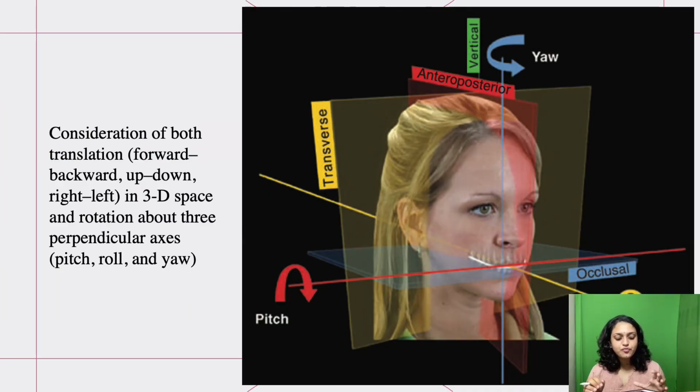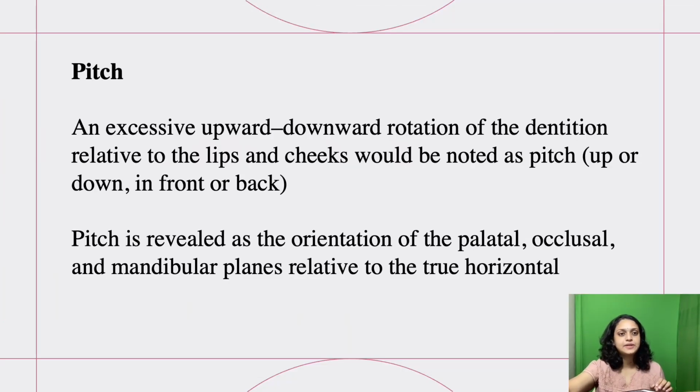So consideration of both translation in 3D space and rotation about a perpendicular axis should also be considered while classifying a malocclusion. So that gave rise to, you can see, pitch, roll and yaw. So what is pitch, roll and yaw? We'll see in detail. So pitch is nothing but an excessive upward or a downward rotation of the dentition.